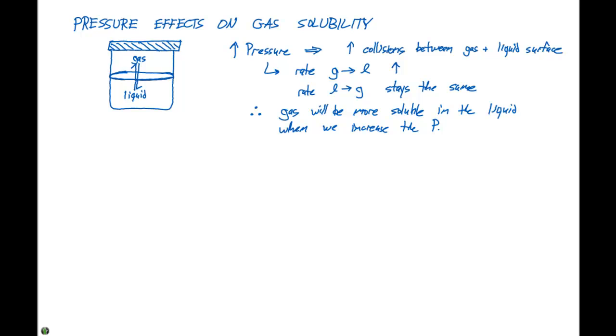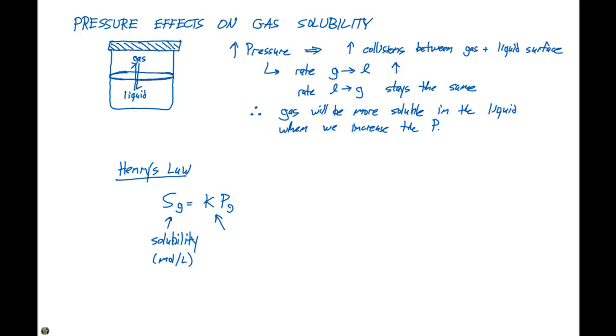So there's a relationship between solubility as a function of pressure. And this was studied and then put into practice, and it's referred to as Henry's law. Henry's law expresses the solubility equal to K, which is a constant, times the pressure. And this is going to be our solubility, which is typically expressed in moles per liter.